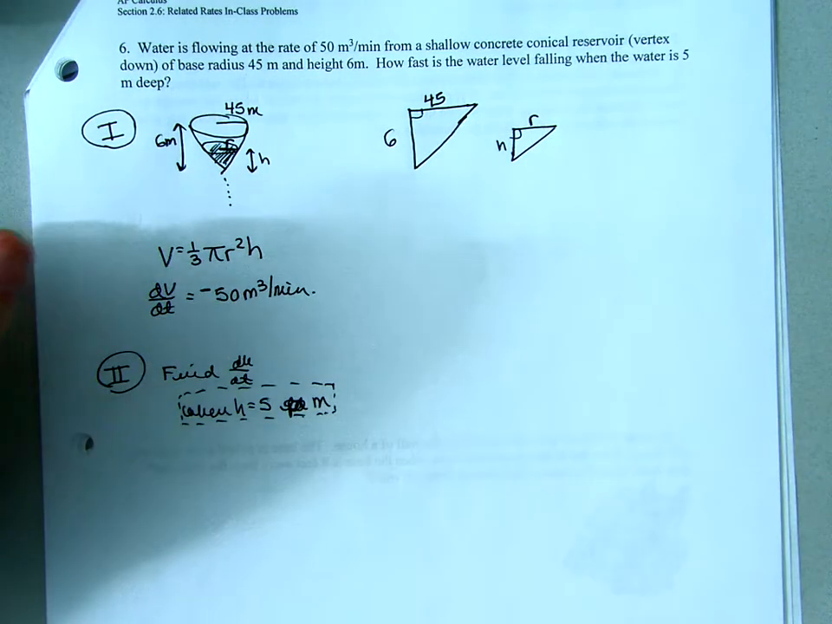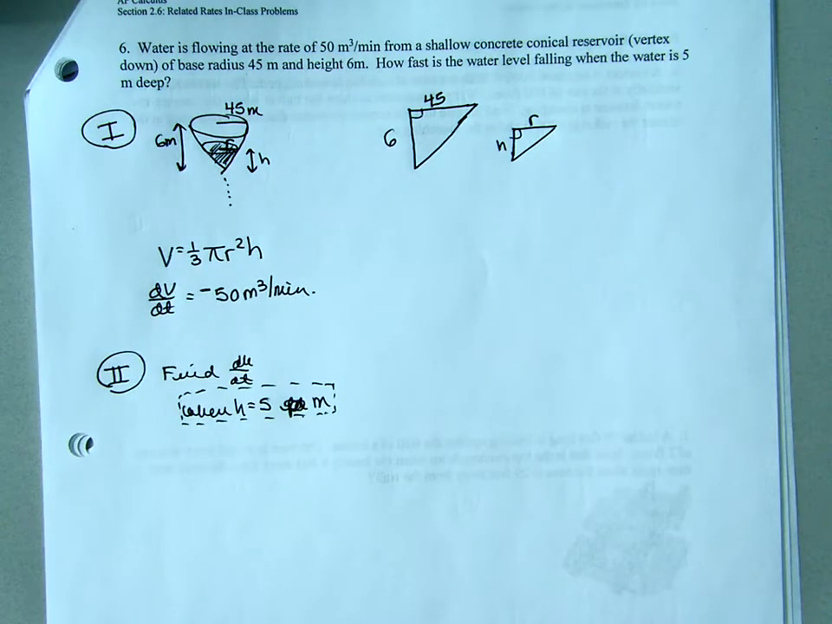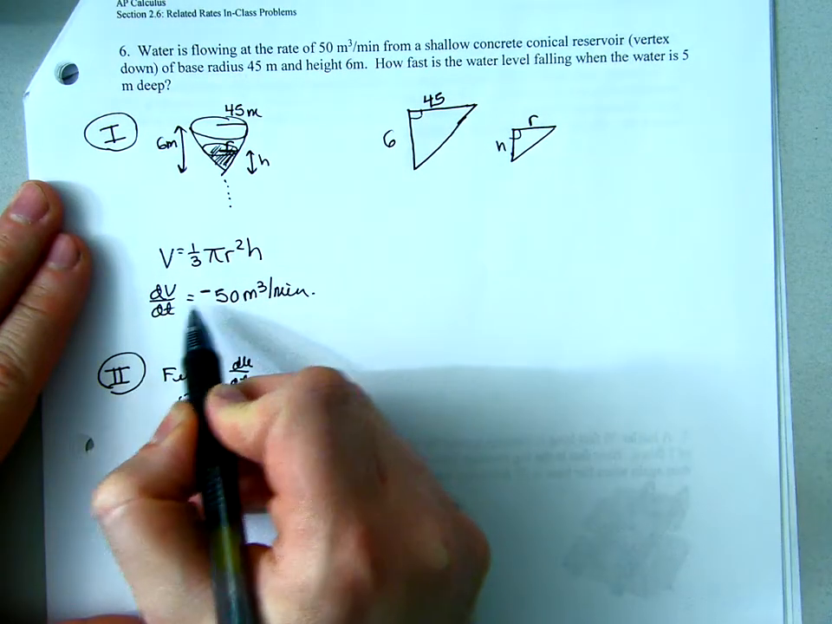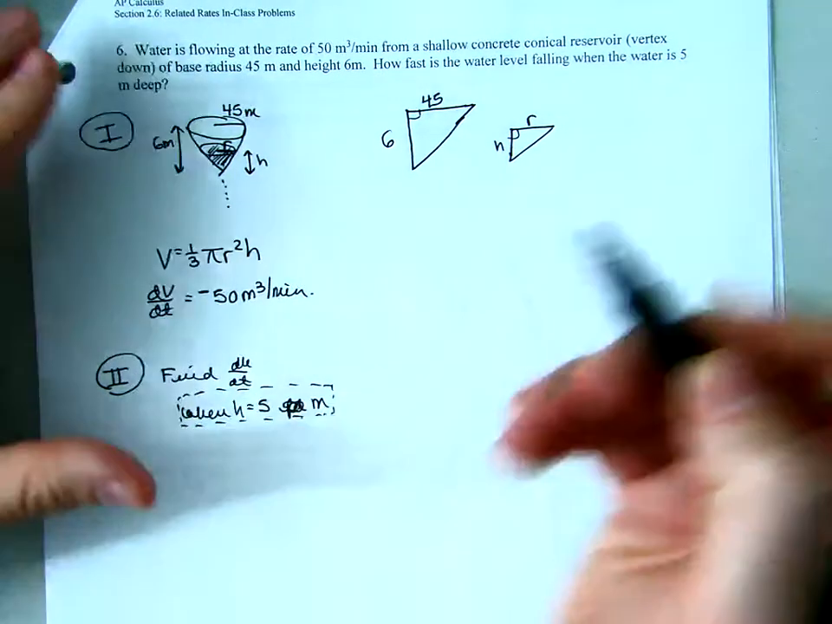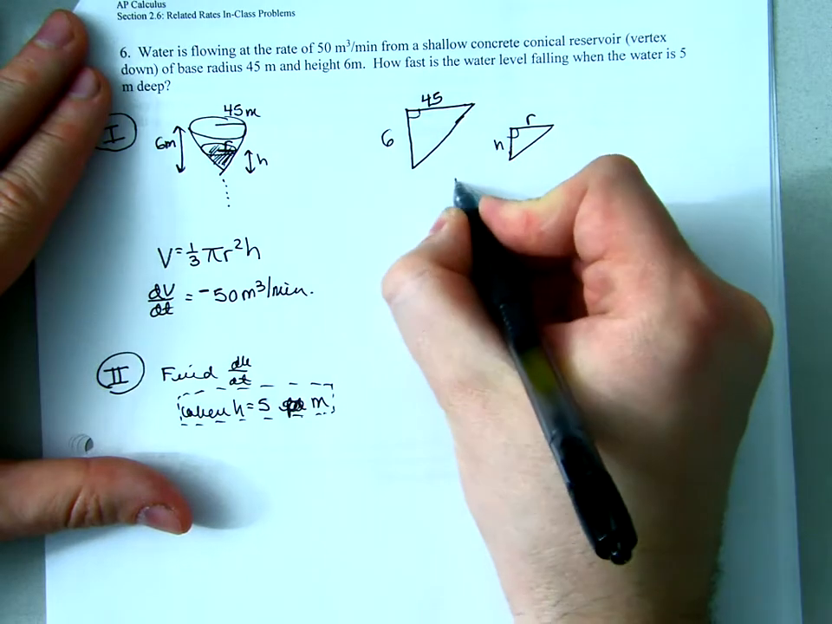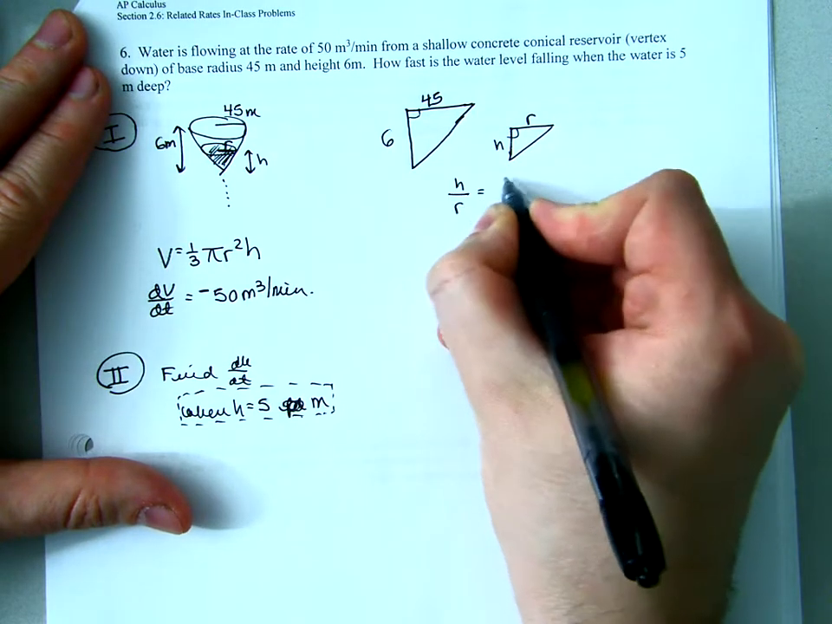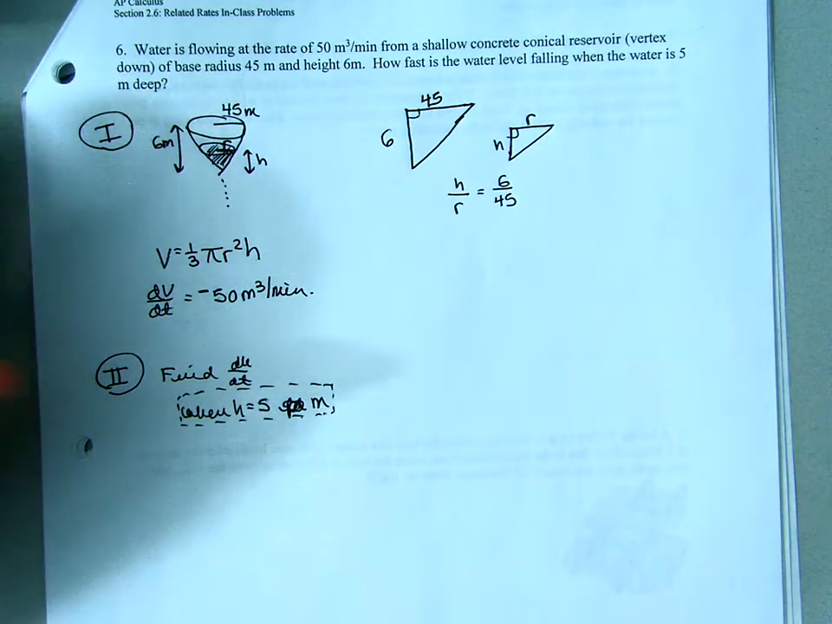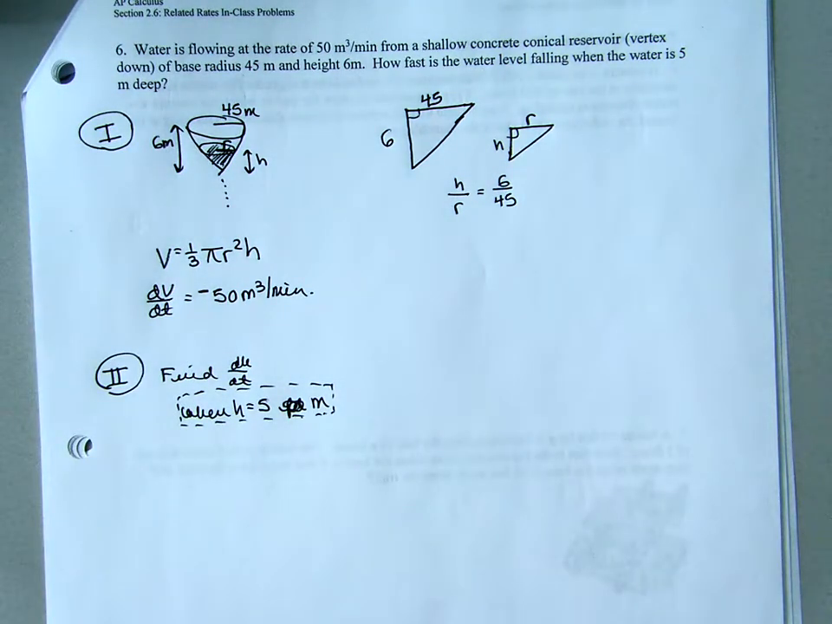So I can set up a ratio basically to create something to relate the h and the r, which will then, in a couple steps, let me rewrite this formula in terms of just one variable instead of two. So there are a couple ways you could do this. I'm going to say h over r equals 6 over 45. You could say h over 6 equals r over 45. None of this matters because we're just going to solve for a variable anyhow. What variable do we want to solve for? Do we want to solve for h or do we want to solve for r?